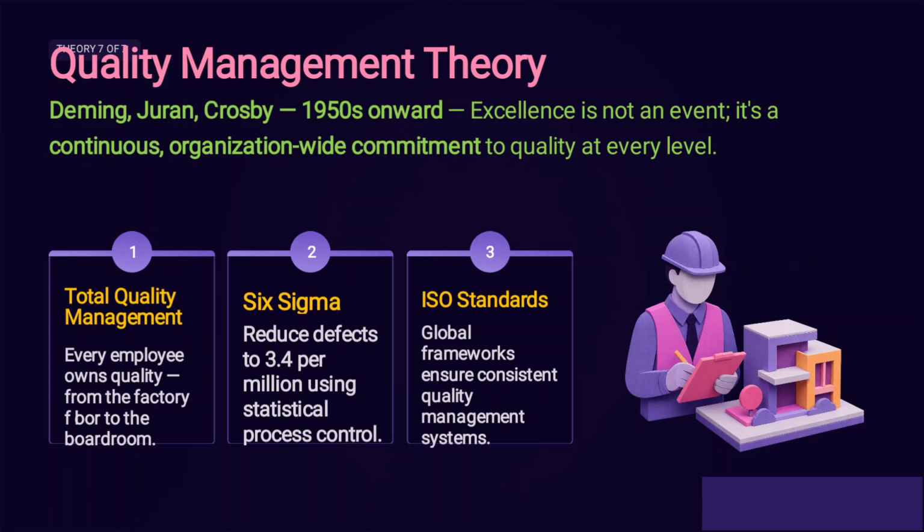According to Six Sigma, the error rate is only 0.00001%. Only 3 out of millions of errors is acceptable. The last one is ISO standards, International Standards Organization. Every organization must follow their relevant ISO. This is the global framework for ensuring a consistent quality management system.